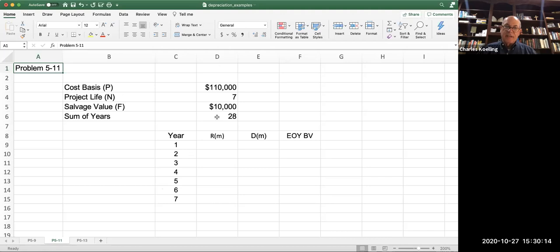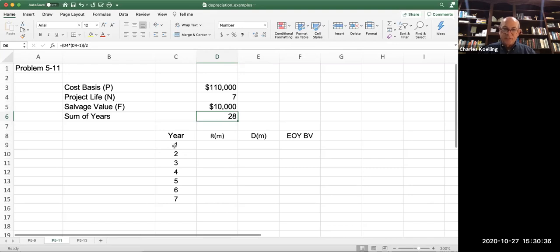And I have calculated here the sum of the years already for you. And remember the formula, it's given in the book. It's the recovery period times the recovery period plus 1. So for this problem, it's 7 times 8, which is 56, and then all of that divided by 2 to give us 28. And if we were to sum up these years, you could see easily that they sum to 28.